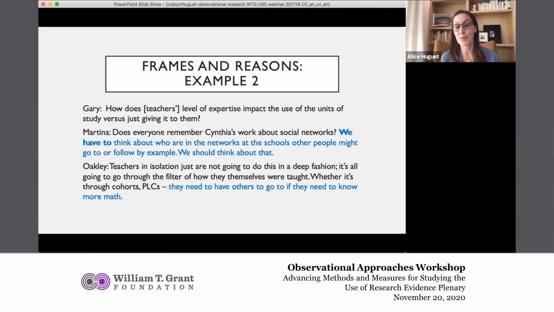But Gary, either way, it sort of sparks off this new conversation. And we coded in blue. The blue text is really what the solution is, what they're saying we should do moving forward. So Martina's piece of the solution is we have to think about who are in networks in the schools that other people might go to or follow. We should think about that. And Oakley, part of what he says is also contributing to a solution. They need to have others to go to if they need to know more math. So if we're going to summarize the solution, they're really saying we need to bring people together to learn about this in networks.